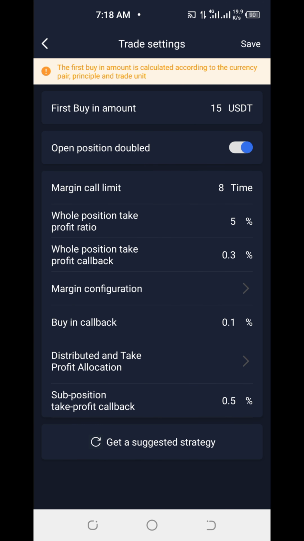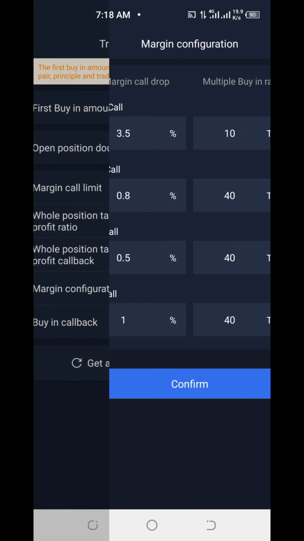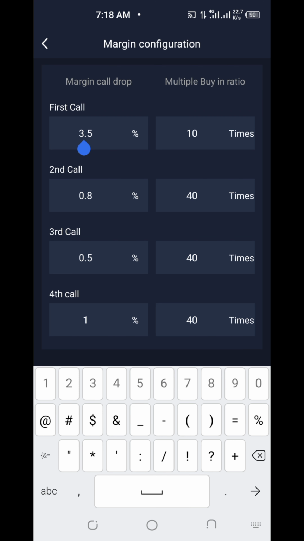So what I'm going to do is change my margin call limit back to 4. For now, I just need 4 calls. I'm going to divide this 3.5 in 4 places. Now, my first one, I can use 0.5, buy me 10 times. That is 10 times 15. 10 times 15 is 150. So it's going to buy me $150 worth of the coin at this point.